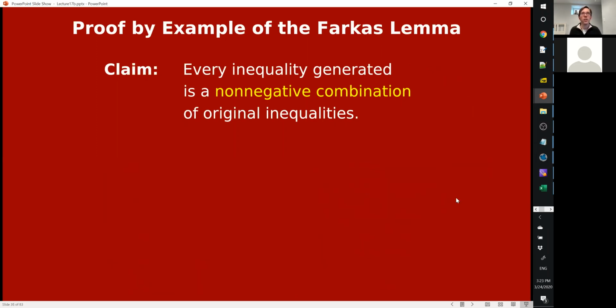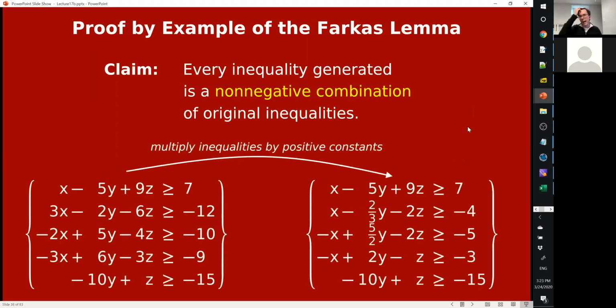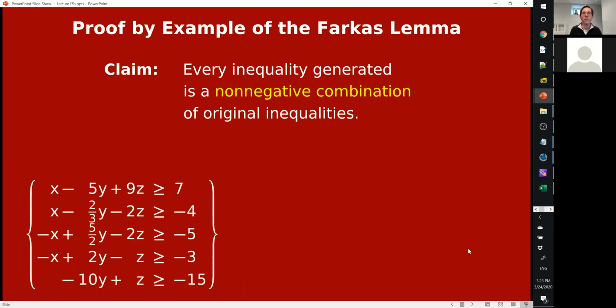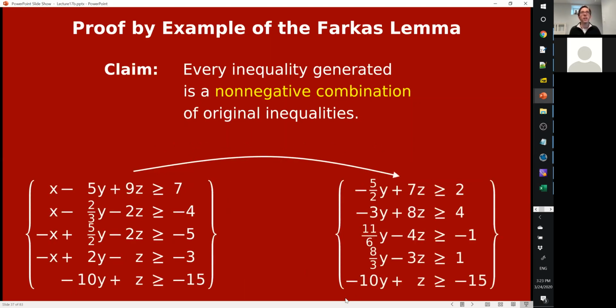And let me just illustrate this claim for you. I'll go over the steps quite fast. Here was the original system on the left. The first thing we did was multiply the inequalities by positive constants to get all plus or minus 1 coefficients on x. So that's multiplying them by just non-negative coefficients. And then we eliminated x. And if you think about it, this is the previous version with x. This is the version with x eliminated.